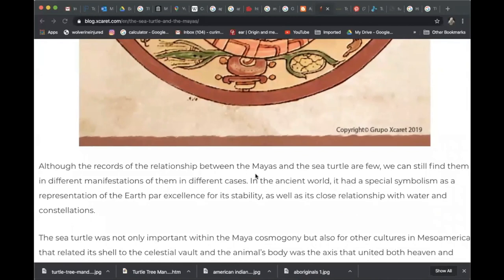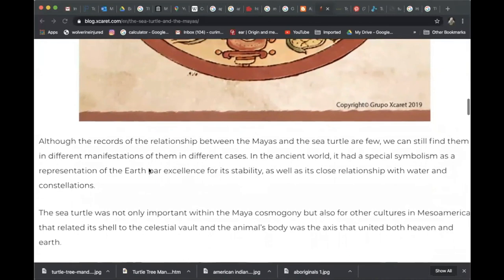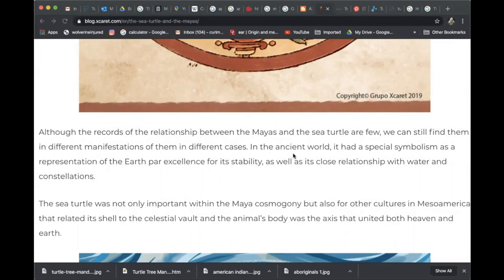It says, although the records of the relationship between the Mayans and the sea turtle are few, we can still find different manifestations of them in different cases. In the ancient world, it had a special symbolism as a representation of the earth. Representation of the earth, Turtle Island, par excellence for its stability. Excellent for stability as well. Its close relationship with water. Remember that water. Wata, ma. The ma, the mem, wata.